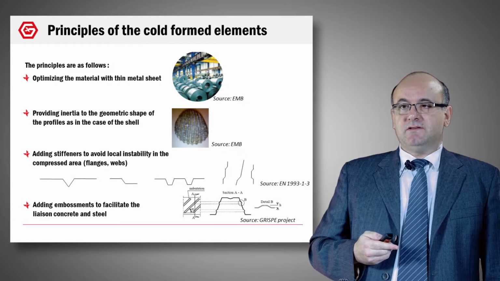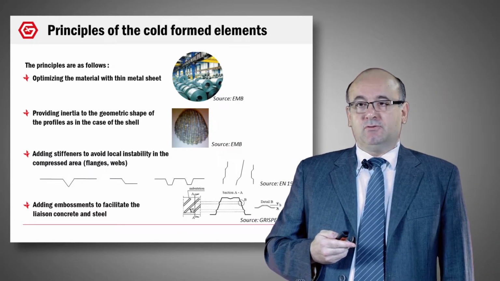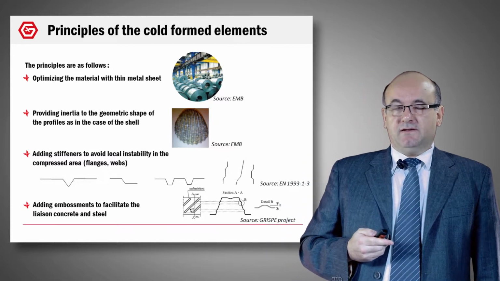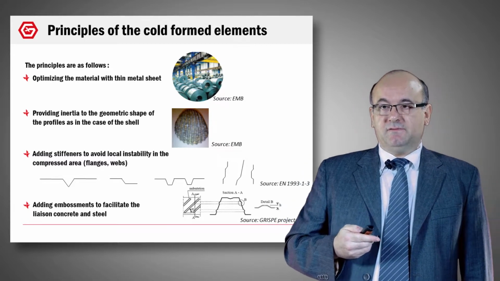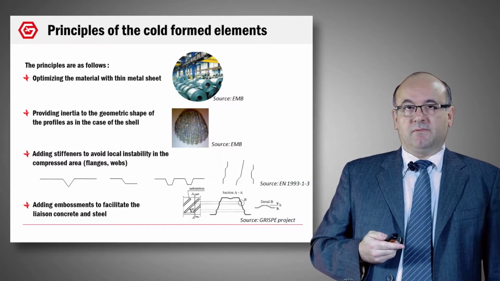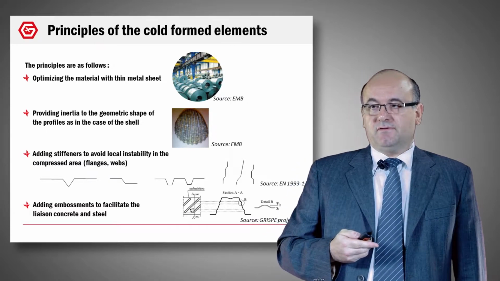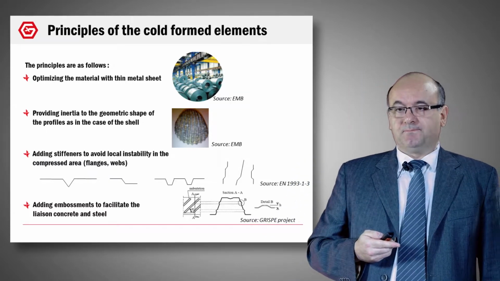As we have very thin sheet material, the cold form profiles are very sensitive to compression. That's why it is necessary to add a stiffener, and you can see here on the 2 first pictures some stiffeners put on a flange, and on the right some stiffeners put on the web of the profile.